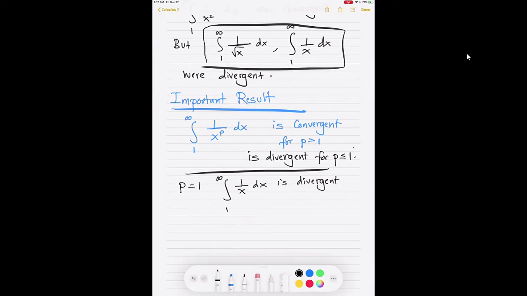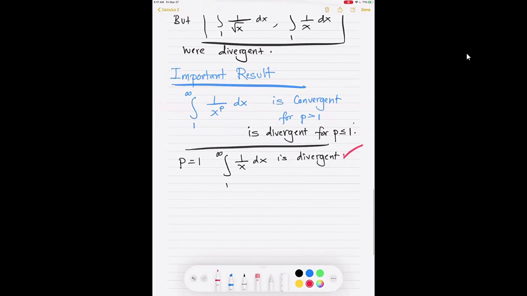This is done. We already verified this thing. So we have to verify for the other two, which is p is less than 1 and p is greater than 1. But before we do that, let's start this integral. So I'm going to take this: the integral from 1 to b of 1 over x to the p dx, and the limit as b approaches infinity. So far, so good?